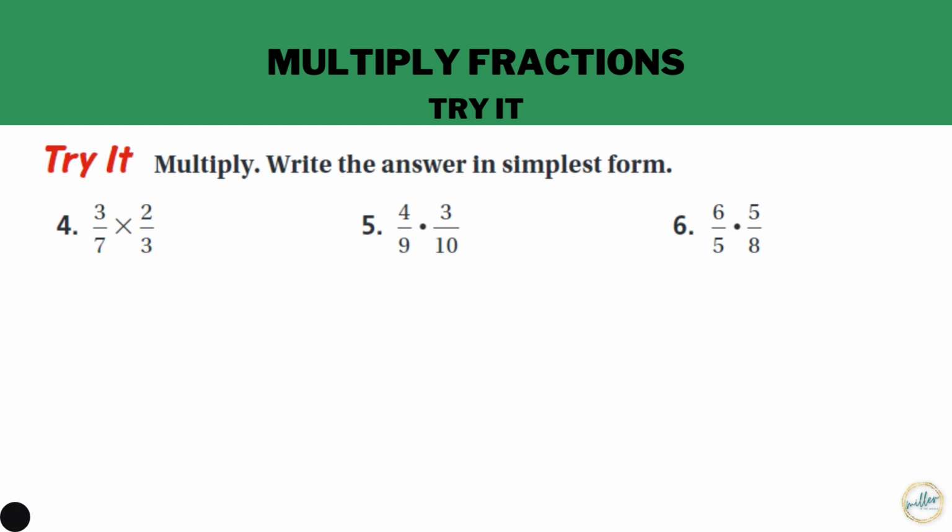Number 4, 3 times 2 is 6, and 7 times 3 is 21. We can simplify that by dividing the top and bottom by 3 and get 2/7. Number 5, 4 times 3 is 12, 9 times 10 is 90. We can simplify that by dividing both the top and bottom by 6, so we get 2/15. Number 6, 6 times 5 is 30, 8 times 5 is 40. We can simplify that by dividing the top and bottom both by 10, and we get 3/4.